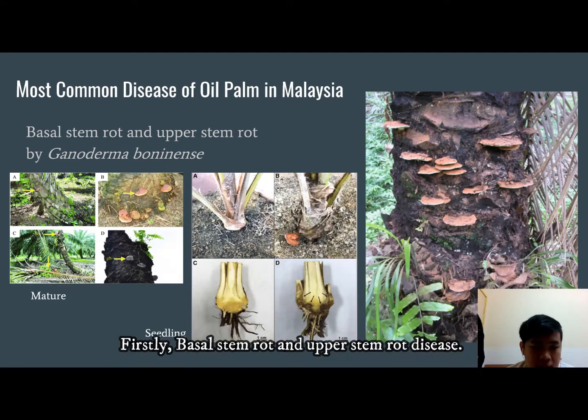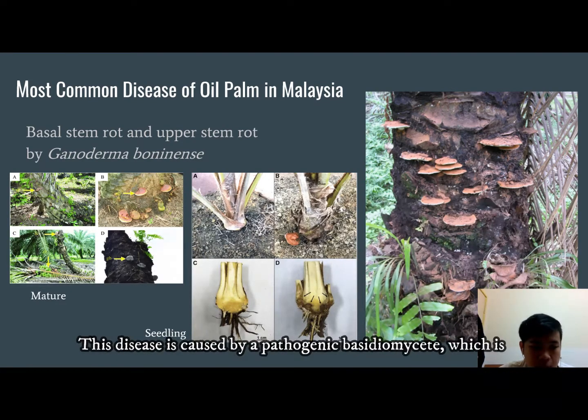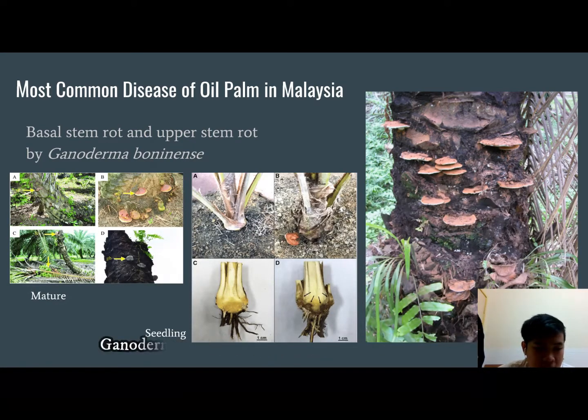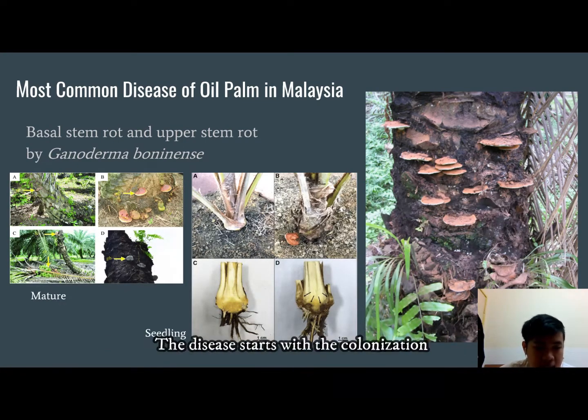Firstly, basal stem rot and upper stem rot disease. This disease is caused by a pathogenic basidiomycete, which is Ganoderma boninense, or we call it Ganoderma disease. The disease starts with the colonization of the oil palm root by pathogenic fungi. Then the pathogen can be spread through the root infection and basidiospores to nearby healthy palms.